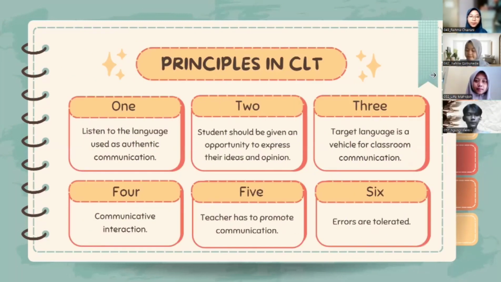There are 6 principles in CLT. 1. Listen to the language used as authentic communication. 2. Students should be given an opportunity to express their ideas and opinions, such as creative space. 3. Target language is a vehicle for classroom communication. 4. Communicative interaction, whether it is between students or students and teachers. 5. Teacher has to promote communication, and 6. Errors are tolerated.